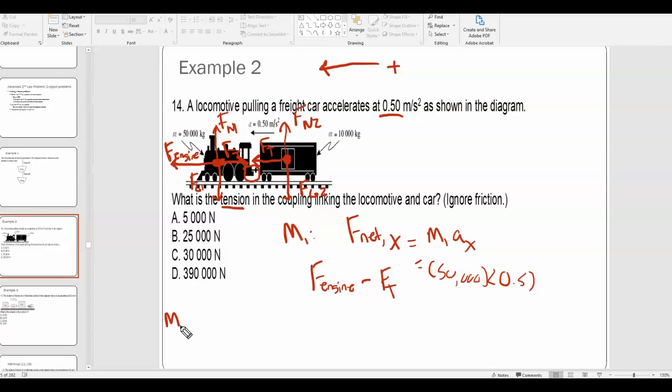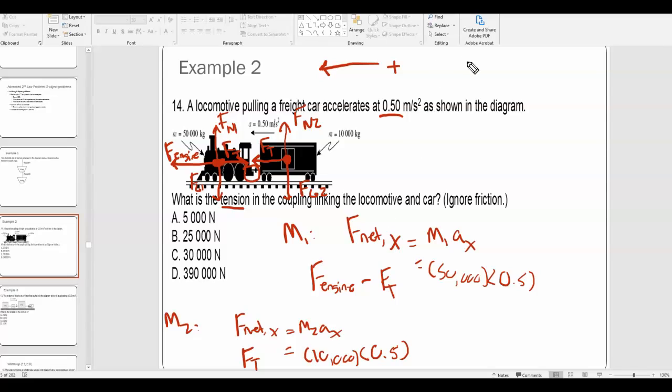Now I do the same thing for mass 2. F net x equals m2 ax. Mass 2 is 10,000. And ax is a positive 0.5 meters per second squared because that's how I've defined my coordinate system. I write the sum of the forces, but there's only one x force on mass 2, and that is a positive Ft.